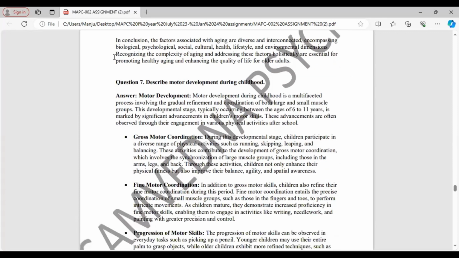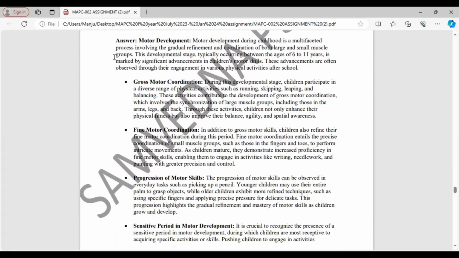Describe motor development during childhood. Motor development during childhood is a multifaceted process involving gradual refinement and coordination of both large and small muscles. And these changes typically occur between the age of 6 to 11 years. So now we'll discuss point wise the major changes.